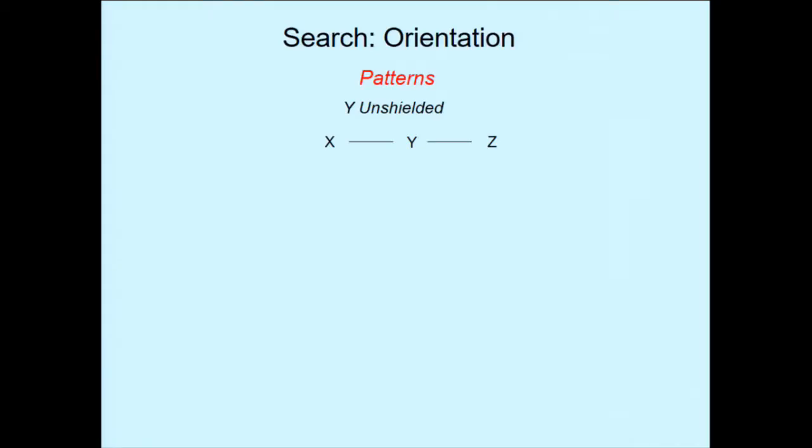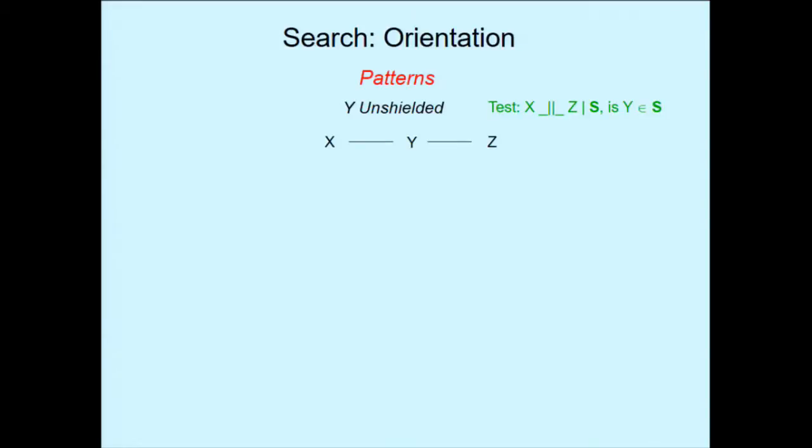Okay, so let's just go through that. Why can we do the orientation from these triples? We have Y as unshielded, as a potential collider or a non-collider. And as you recall from that theorem, graphs are equivalent only if they have the same set of unshielded colliders. So if this is unshielded, we must be able to tell whether it's a non-collider or a collider.